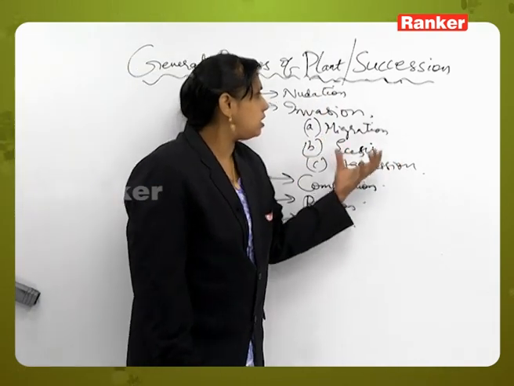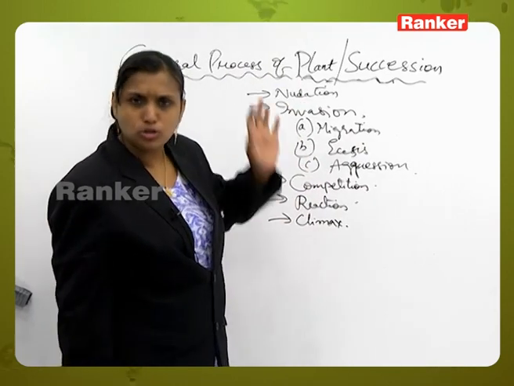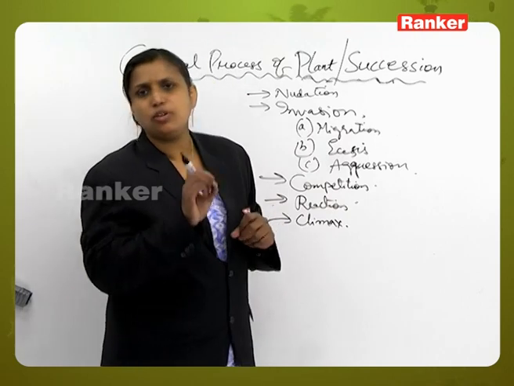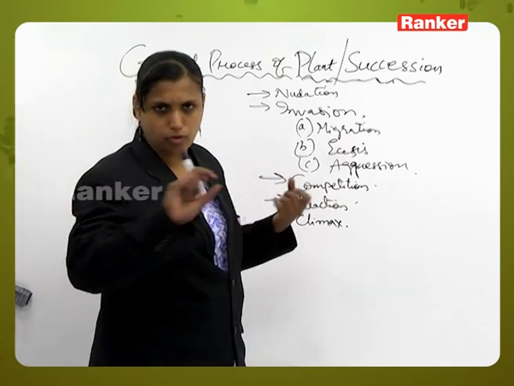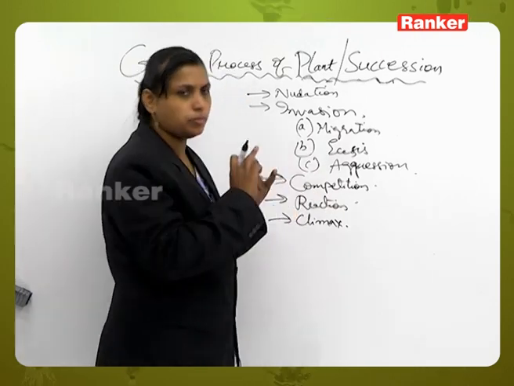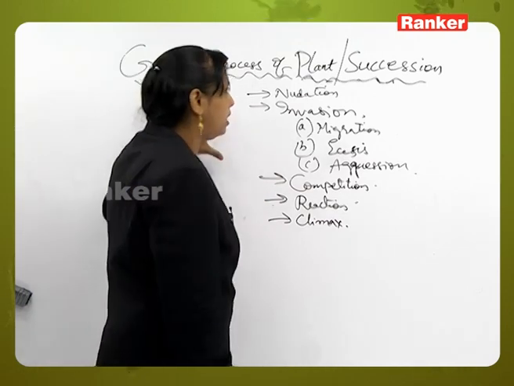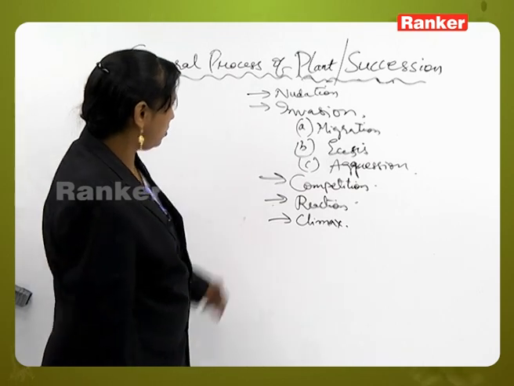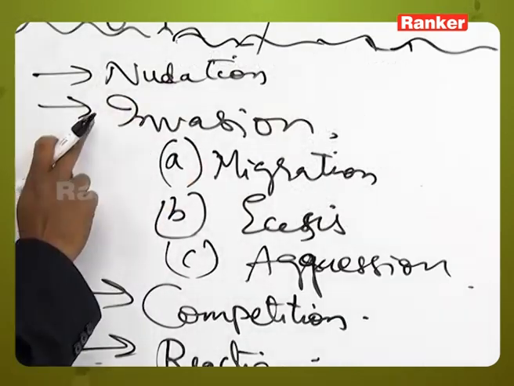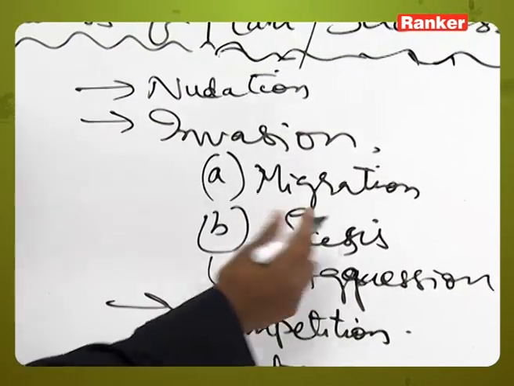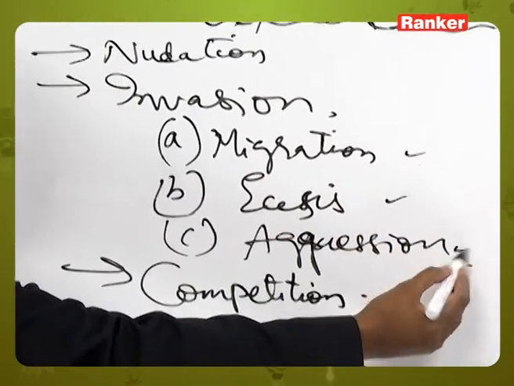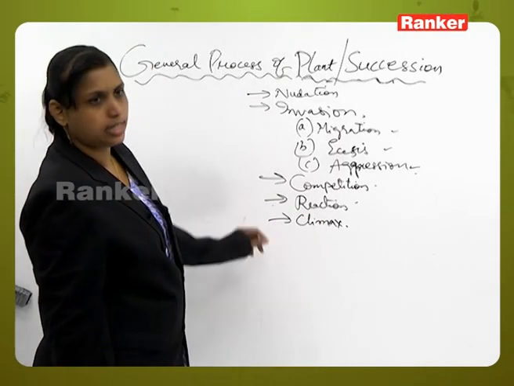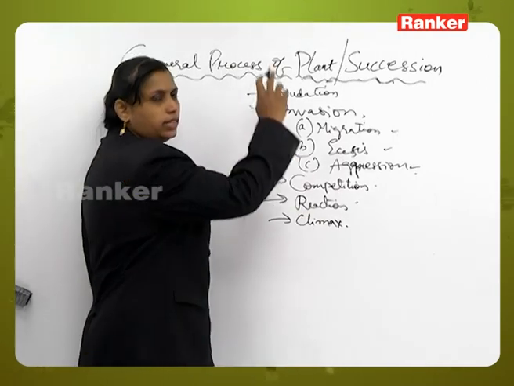When we study the whole process, plant succession will be completed through a series of sequential stages to reach a climax stage. From point one to the climax stage, it will undergo a number of sequential stages, which are given here. First one is nudation. Next is invasion. Invasion is again of three types: migration, ecesis, aggregation. Next one is competition. Next reaction. Next climax stage. Now we will talk in detail one by one.